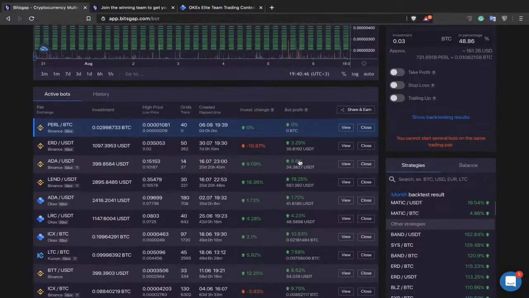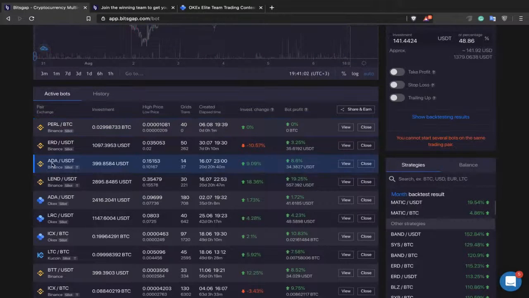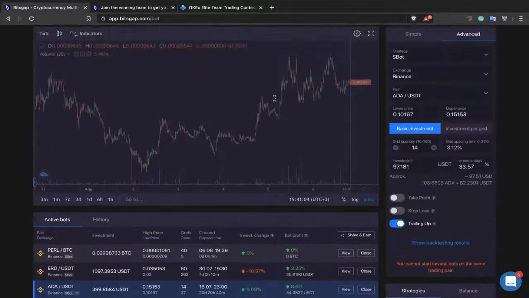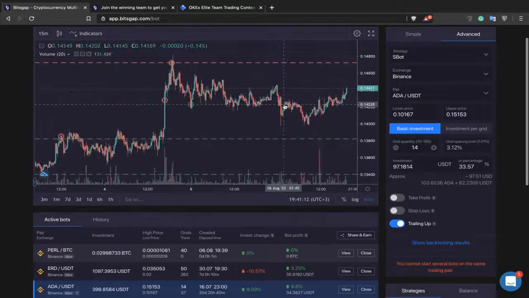So the bot profit stands for the net profit generated by the bot in the quote currency regardless of the market direction. So if you, let's say I will select my ADA trading to USDT, so on a chart you will see all of the green and red circles.